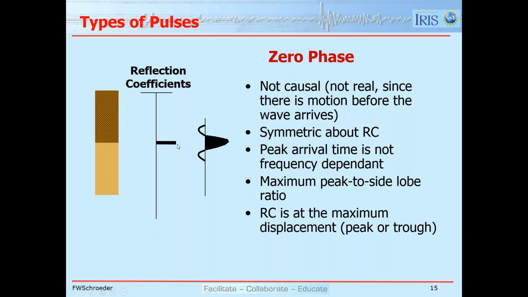The wavelet is symmetric about the reflection coefficient, and the maximum amplitude is coincident with the depth of the reflection coefficient. So it is symmetric. The peak arrival time is not dependent on the frequencies that we have. The maximum peak to side lobe ratio is obtained when we have zero phase, and the reflection coefficient is at the maximum displacement, whether that's a peak, in this case for a positive reflection coefficient, or if we had a decrease in impedance, a negative reflection coefficient, it would be centered on the most negative number within the trough.